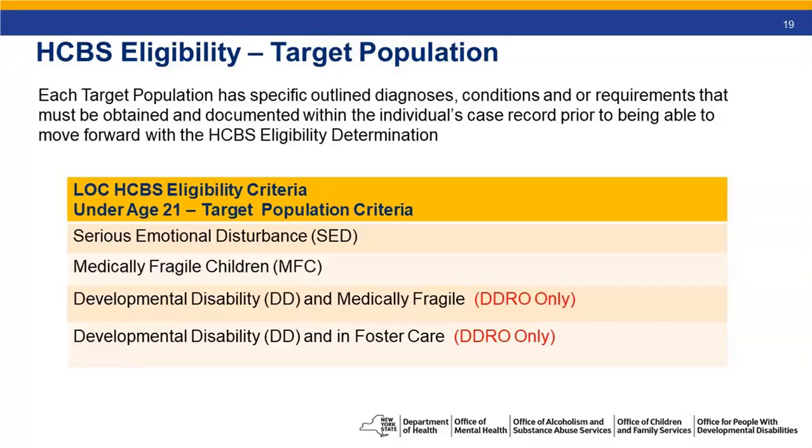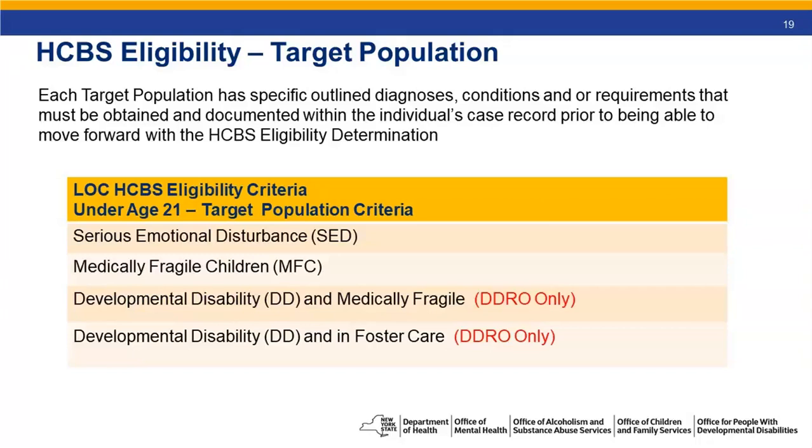Again, remember, there's no wrong door here, so whether you were previously an OCFS versus an OMH type kid, it does not matter. It really is about the diagnosis of SED. Then we have our medically frail children, and again, we had our DOH 1 and 2 waiver that served this population of children. OCFS also had a medically frail population. So again, this is now one doorway for these children.